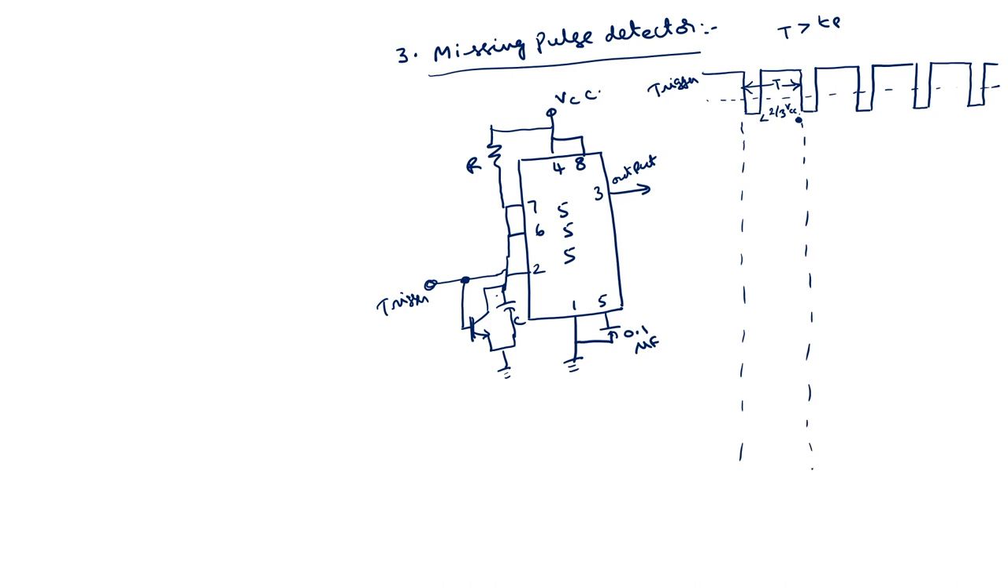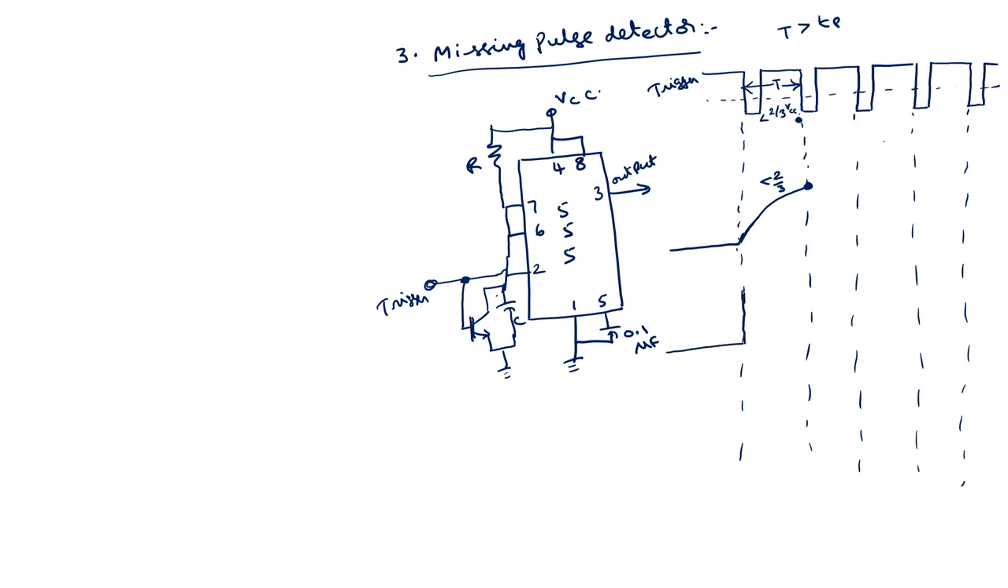These are the places where this negative going trigger is applied. If the capacitor charges here slowly, so here the capacitor will charge. Before the second negative going clock pulse is applied, if it charges to a voltage which is less than 2/3 VCC, then what happens? The output was high. Here it has not charged up to 2/3 VCC, so the output will remain high only.